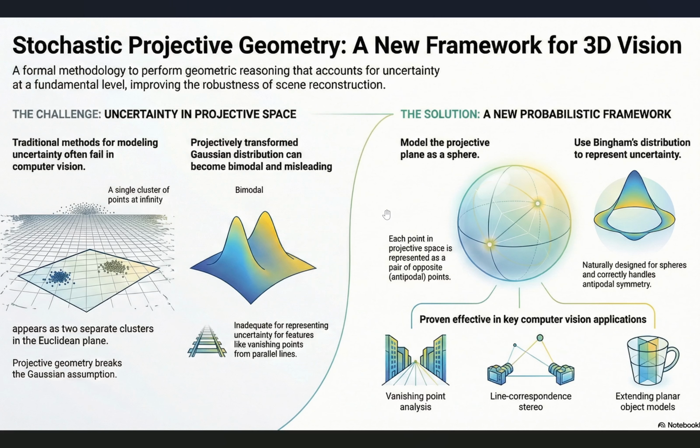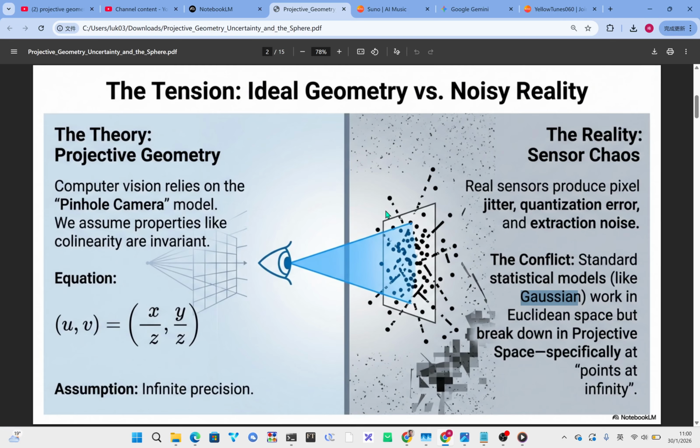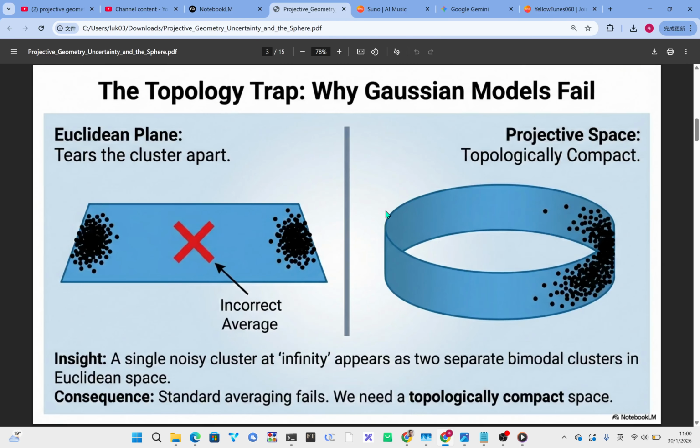Exactly. Which seems fine. I mean, photographs are flat, they're rectangles. Why doesn't flat math work on a flat photo? Because the content of the photo isn't flat, vision is projective. Think about the classic art class example, railroad tracks. In the real world, those tracks are parallel. They never touch. But in a photograph, they converge, they meet at the horizon. Exactly, they meet at a vanishing point.